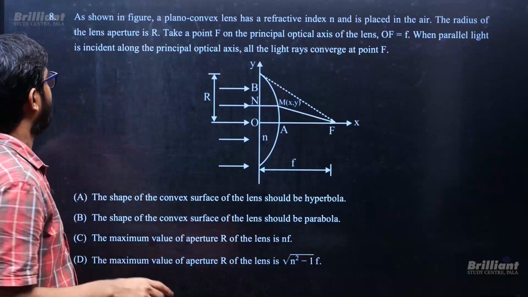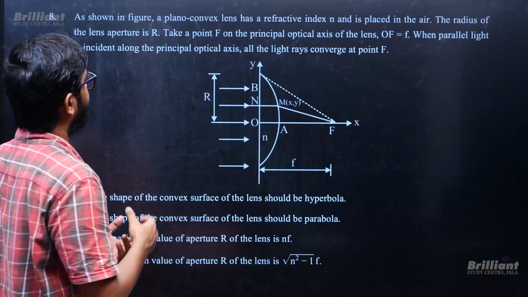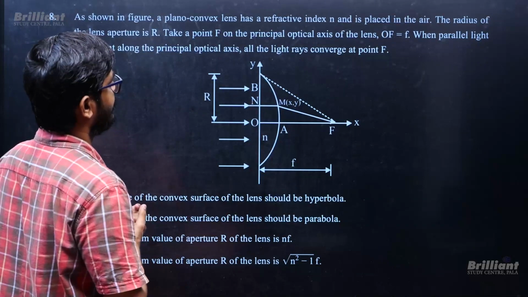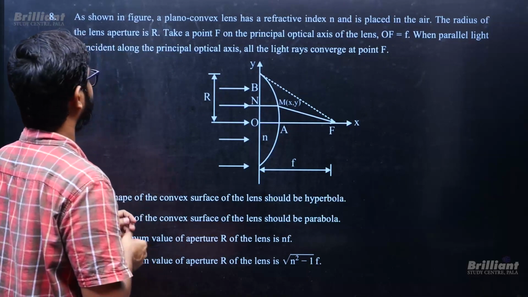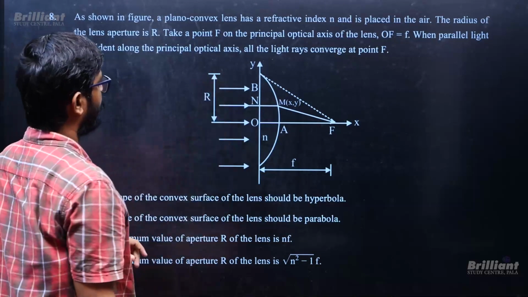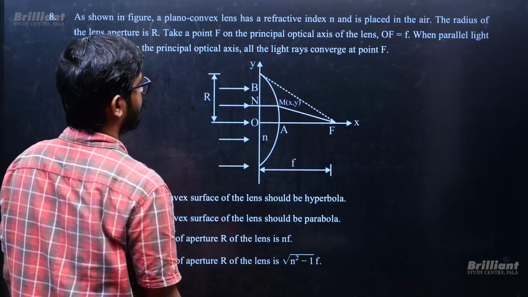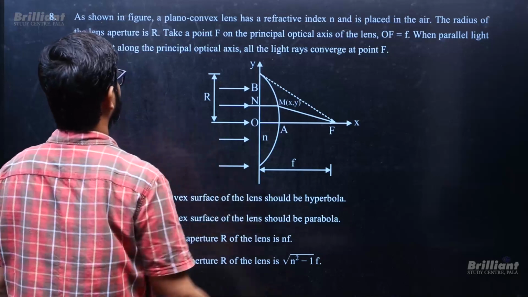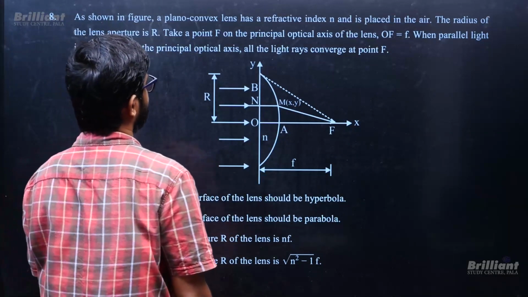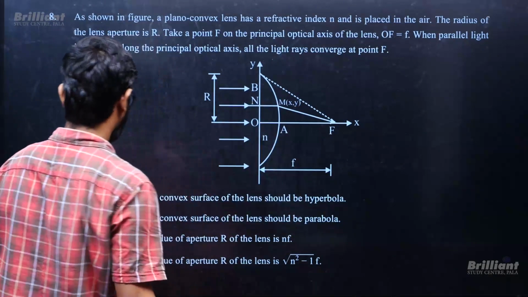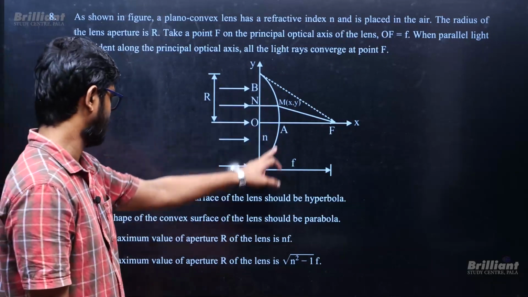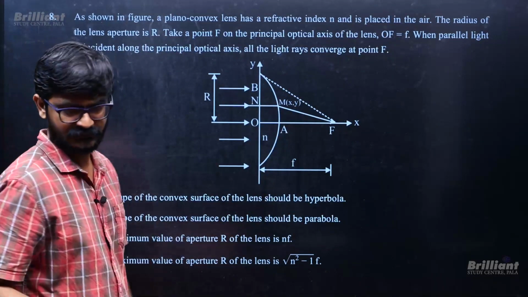Okay, in the next question, as shown in the figure, a plano-convex lens has refractive index n and is placed in air. The radius of the lens aperture is r. Take a point F on the principal optical axis, OF equals f. When the parallel light is incident along the principal optical axis, all the light rays converge at point F. So we need to find what is the shape and what is the maximum value of the aperture of the lens.